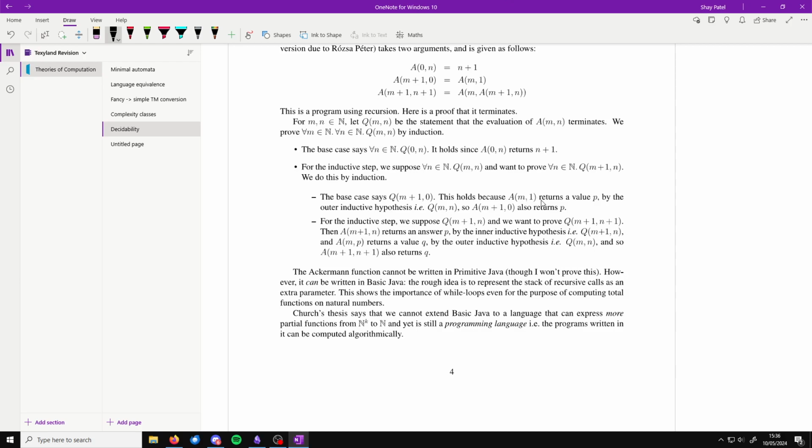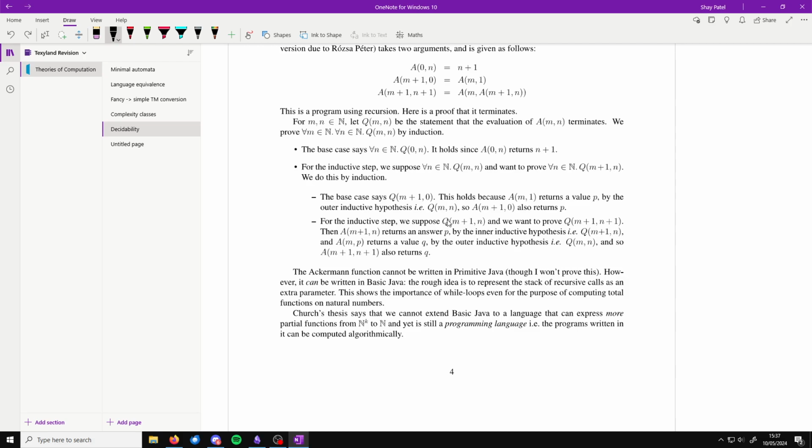Okay, so this is the one where we did nested induction. This is our first assumption we've got, and our base case, we're going to use this. And this holds because this returns some value p, and m is less than m plus 1. So we can assume that this is going to terminate, and so this will also terminate because we're just calling it with a smaller value.